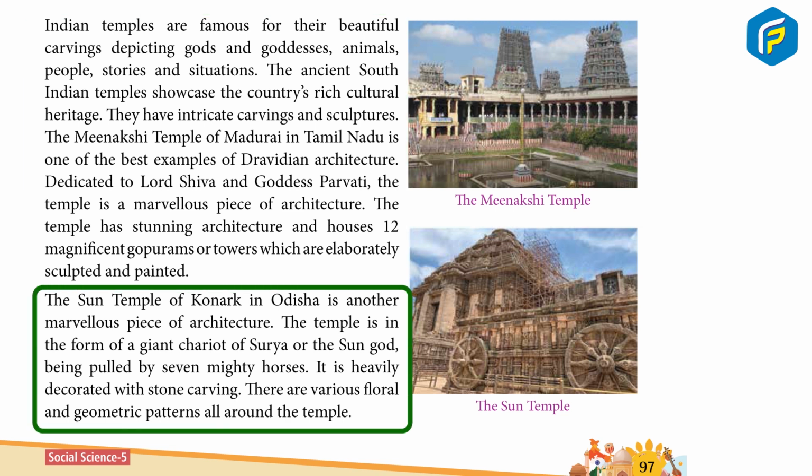The Sun Temple of Konark in Orissa is another marvelous piece of architecture. The temple is in the form of a giant chariot of Surya, the sun god, being pulled by 7 mighty horses. It is heavily decorated with stone carving. There are various floral and geometric patterns all around the temple.